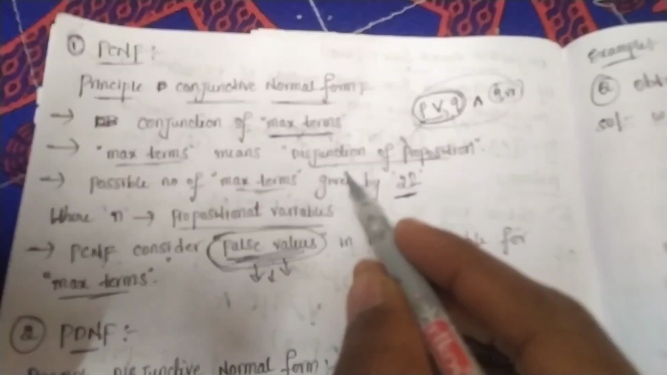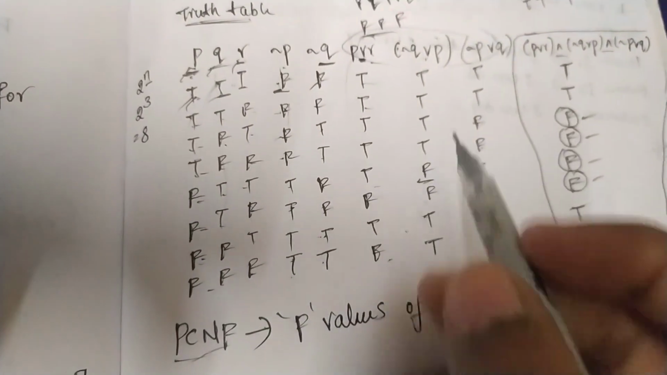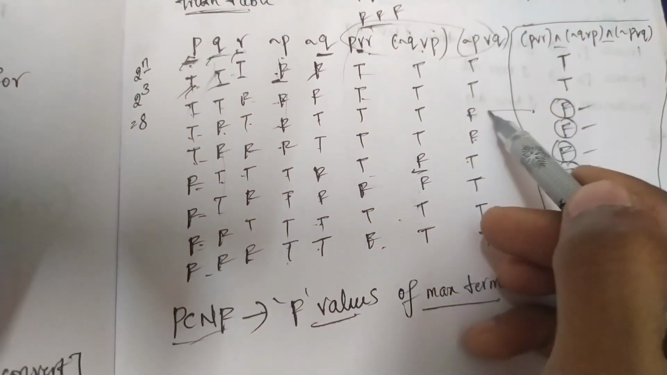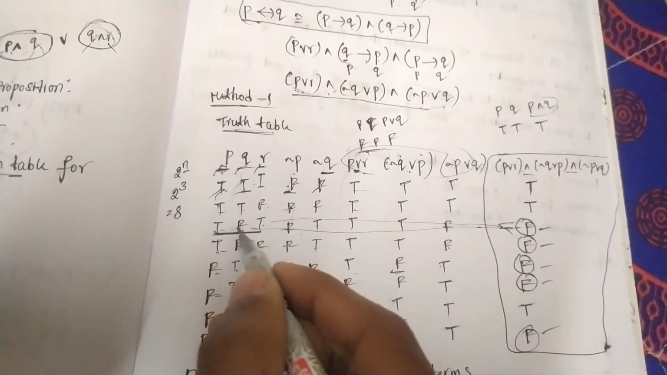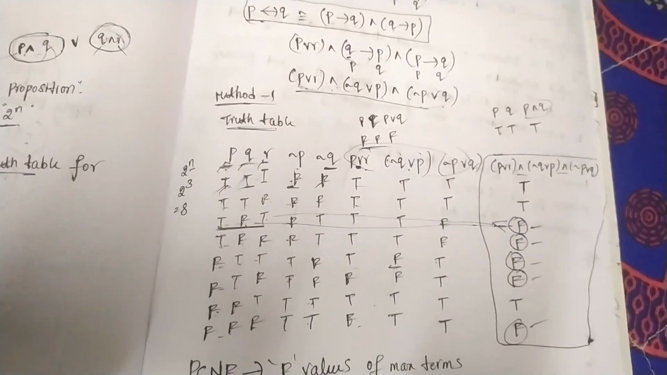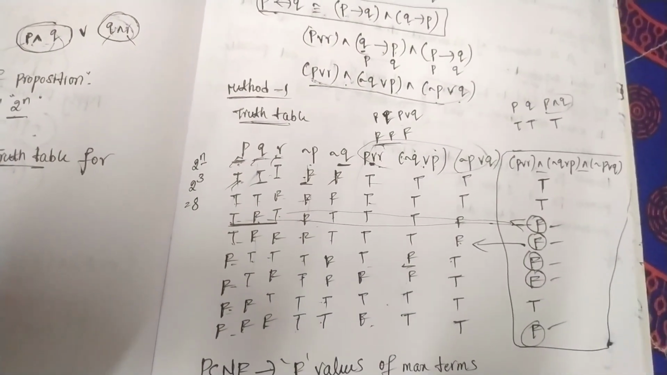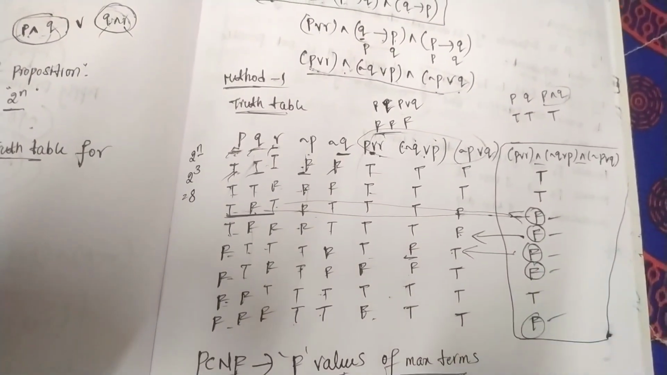By taking this, max term means what? Disjunction of propositions. P, Q, R are the propositions, and in between we have to place the disjunction. So PCNF means take the false values of max terms. That is here in this place we have false. So take the value, that is P or negation Q or R. Next case, what do we have? In the fourth case, P or negation Q or negation R.